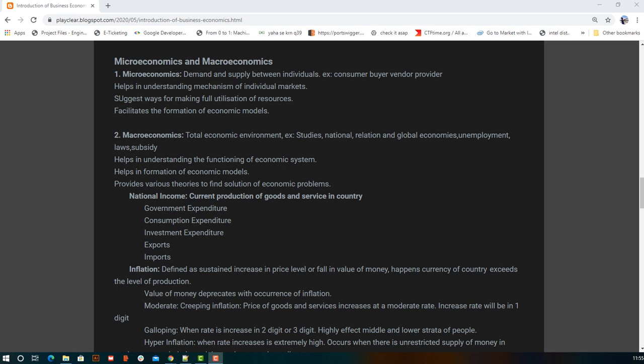Next is the exports. Exports are all the goods and services provided by the country to some other country. Imports are all the goods and services that are brought into the country from other countries. So I think that is clear.